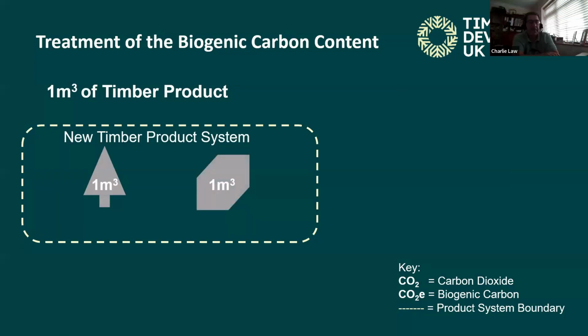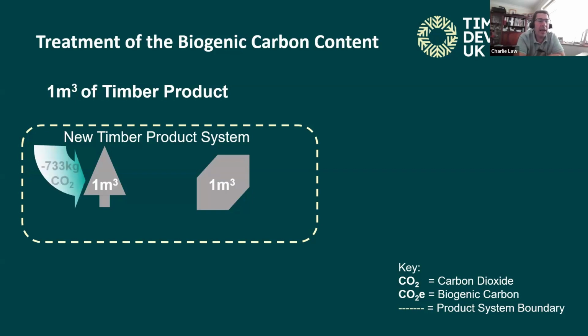So just to try and demonstrate that visually, we've got our 1 cubic meter of timber product, and we've got what we call our new timber product system. That's the dotted line. When we talk about a product system, it's something within a set defined boundary. So within our defined boundary, we've got a tree which is sequestering carbon out of the atmosphere, and we know that that's 733 kilograms of CO2 per cubic meter of timber.